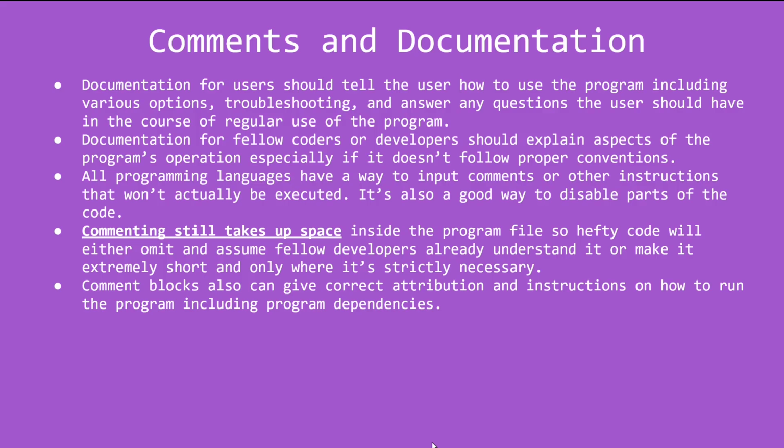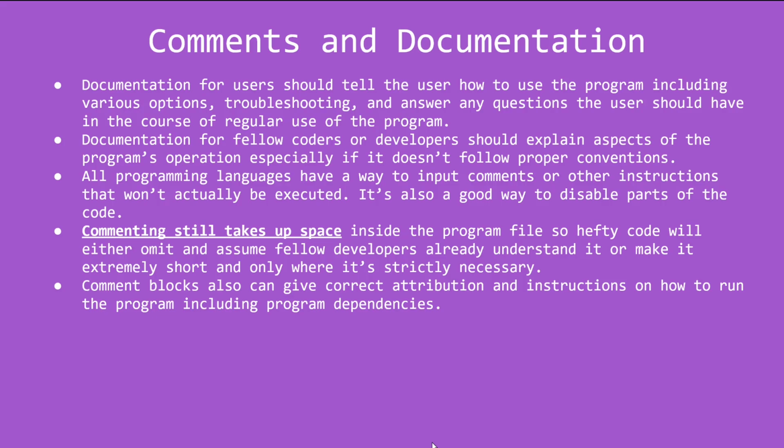There's also commenting and documentation. Documentation for users should tell the user how to use the program, including various options, troubleshooting, and answer pretty much any question that the user should have in the course of regular use of the program. Documentation for fellow coders or developers, on the other hand, should explain aspects of the program's operation, especially if you're not following proper conventions. All programming languages have some way to input comments or other instructions that won't actually be executed. It's also a good way to disable parts of your code, either temporarily or permanently. Mind you that commenting still takes up space inside the program file.